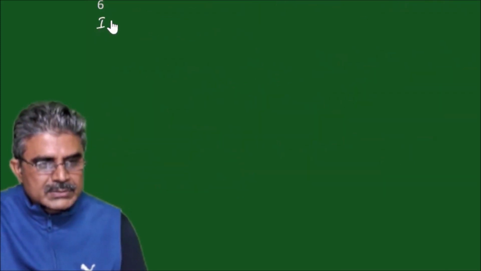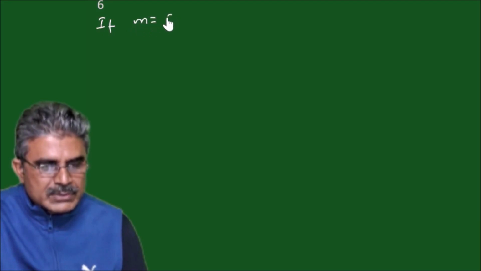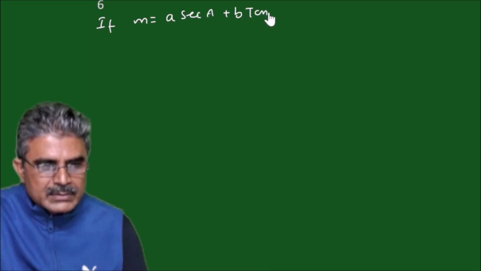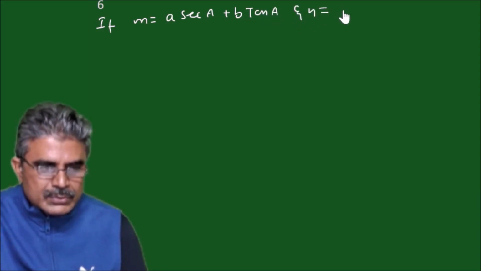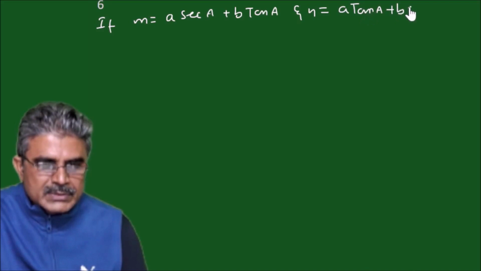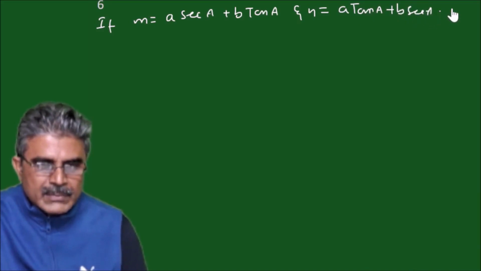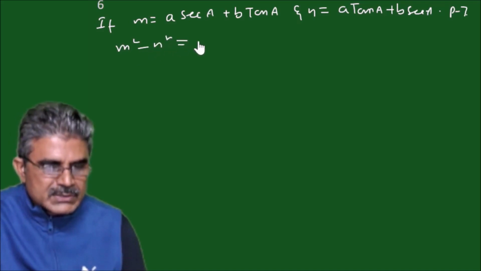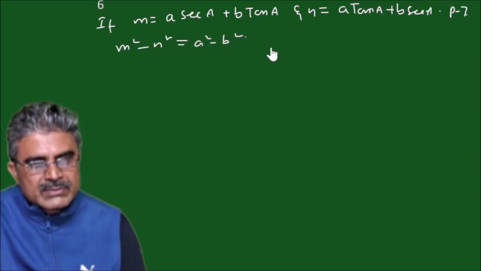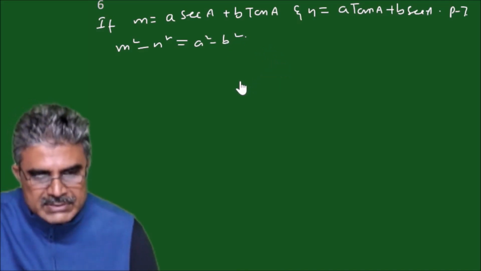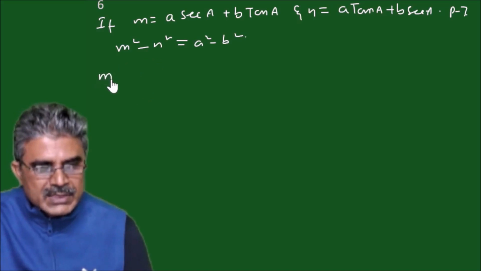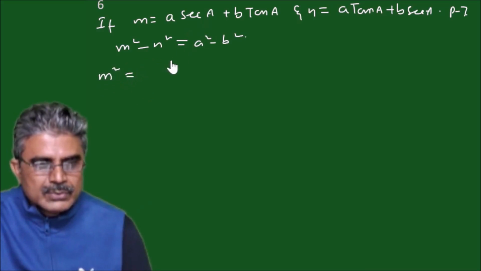Our next question is, if m is equal to a secant a plus b tan a and n is equal to a tan a plus b secant a, then prove that m square minus n square is equal to a square minus b square. This is also same as the previous one, two expressions given for m and n. So first consider m square. M square is equal to a secant a plus b tan a whole square.